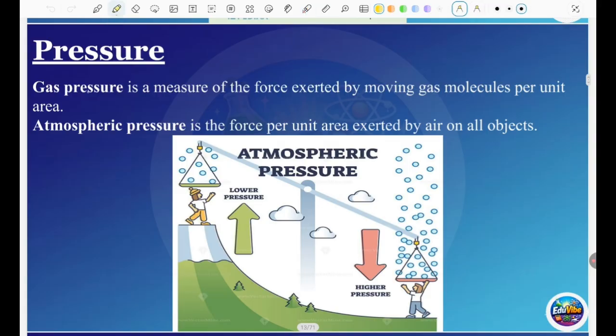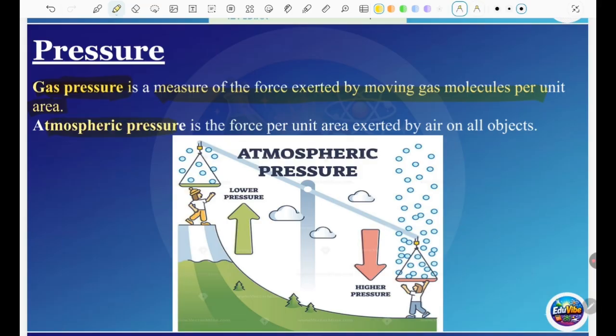Firstly, we have gas pressure. Gas pressure is a measure of the force exerted by moving gas molecules per unit area. When the gas molecules are moving, the force they exert on any unit area is called the gas pressure. So gas pressure is a measure of the force exerted by the moving gas particles per unit area.